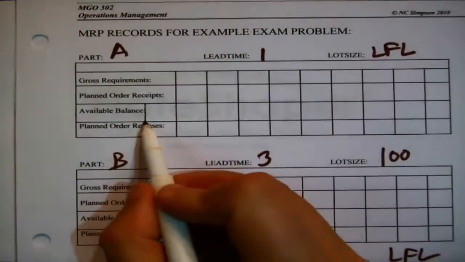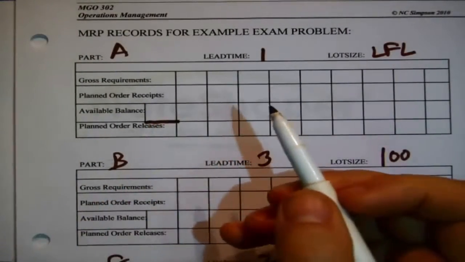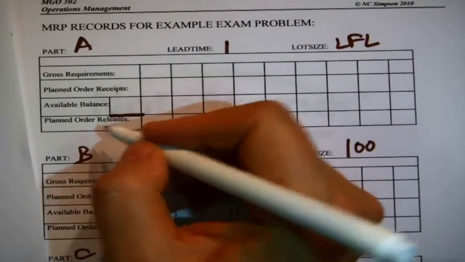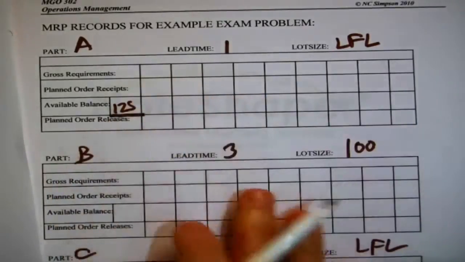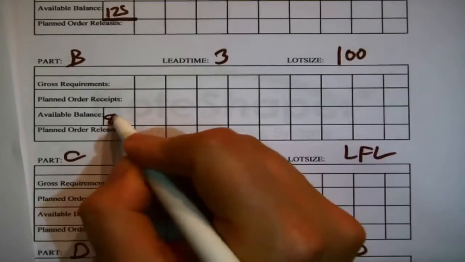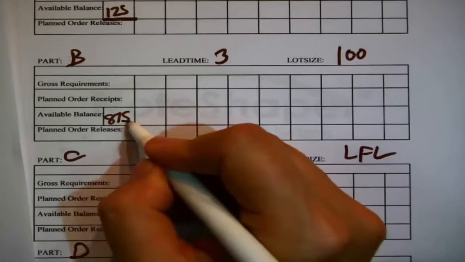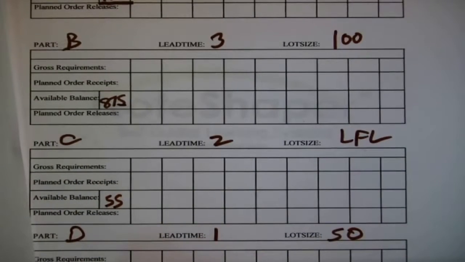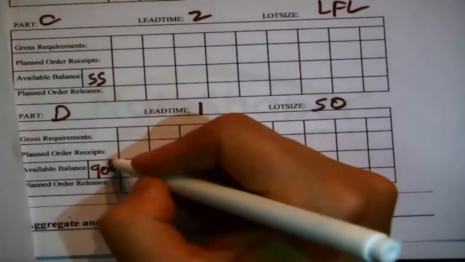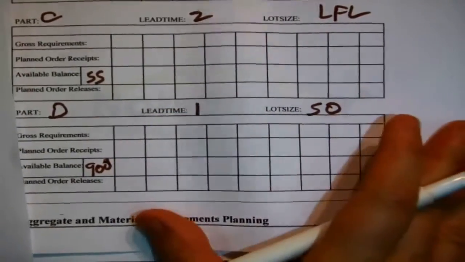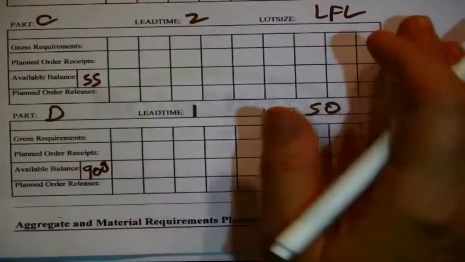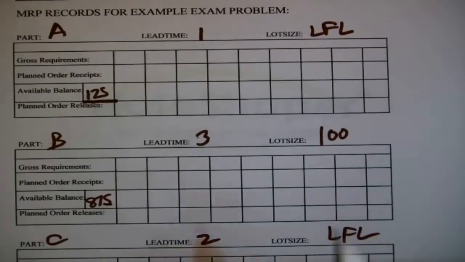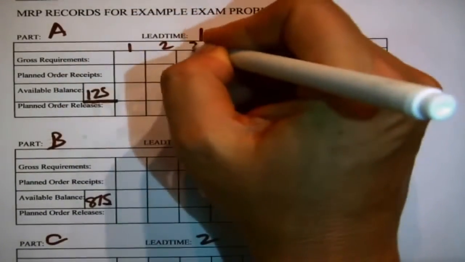And then current on hand inventory, oh right, that is this strange little box to the left of everything else on the ending inventory line, available balance at the end of the period. So 125 is what it says for A. We have 875 of these B's sitting around right now, apparently. We have 55 C's, and we have 900 item D. Oh, okay, now this is all done.